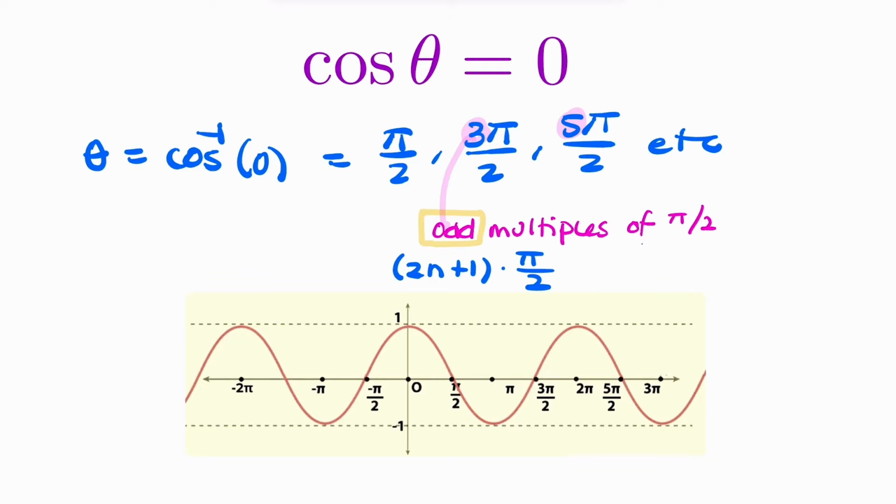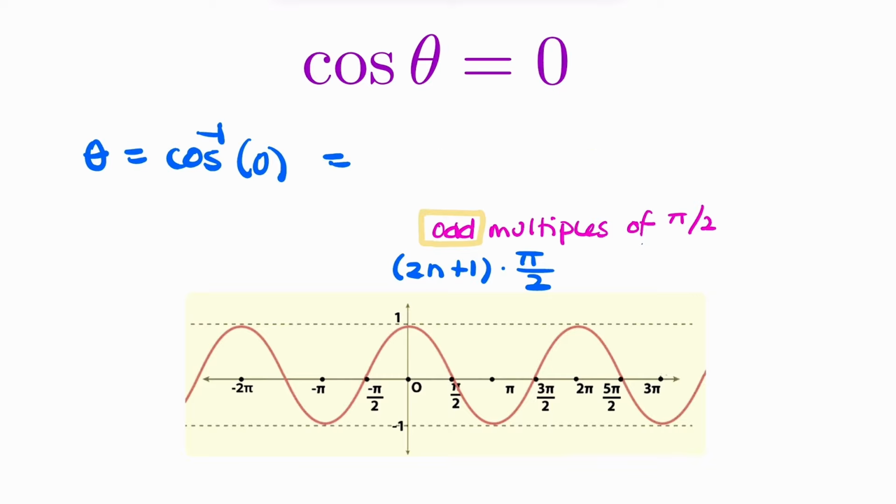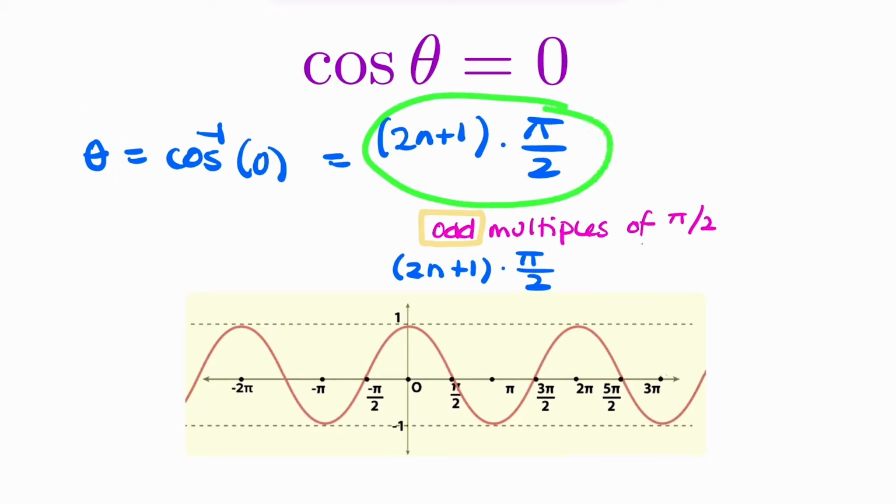So we could simply say that theta is equal to 2n plus 1 times pi over 2. So that will give you odd multiples of pi over 2. So that could be a general solution.